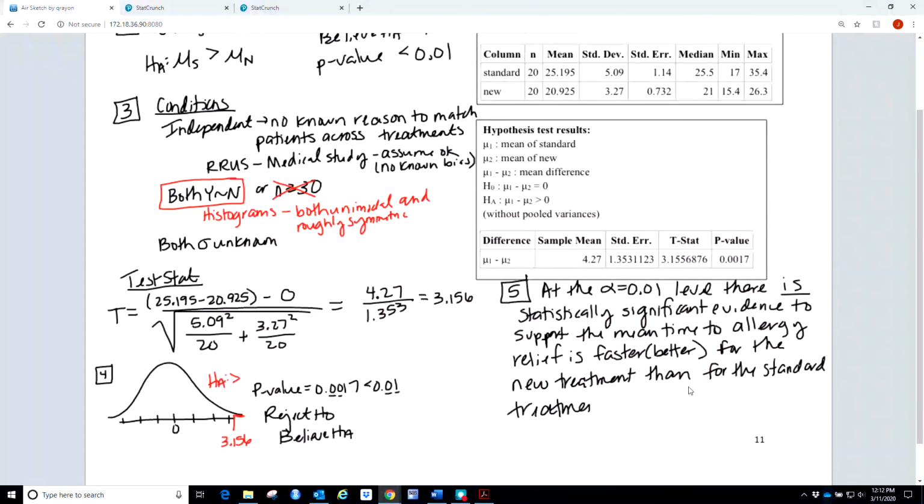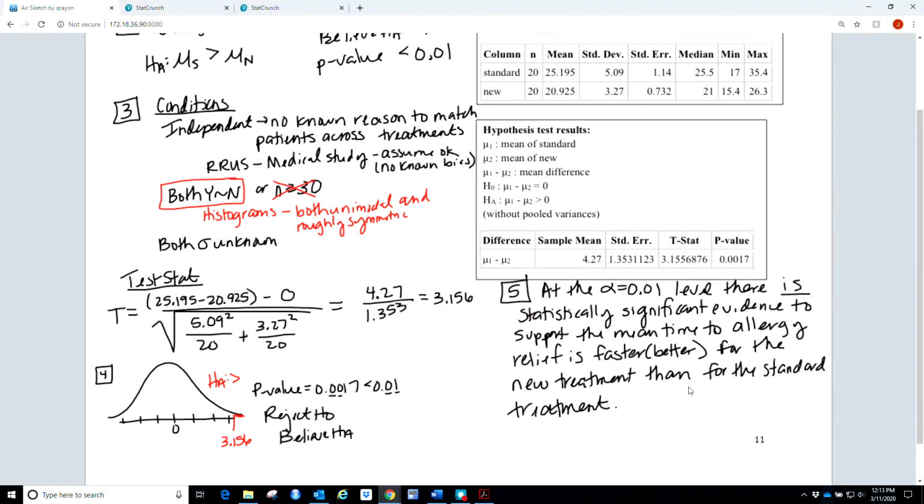So if you were to read this statement and you're an allergy sufferer, which medicine would you take? The new treatment or the standard treatment? Well, if you were to just read that statement, sure, new treatment's faster, let's take it. However, let's suppose, and this happens quite often, that a new treatment probably is going to cost more. So let's suppose that the standard treatment costs $20 a month, the new treatment costs $40 a month.